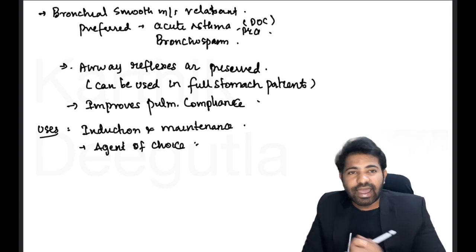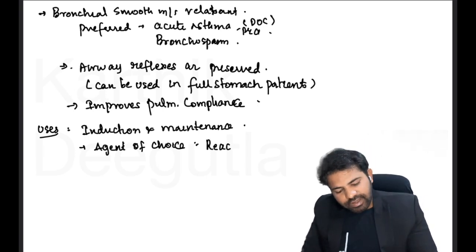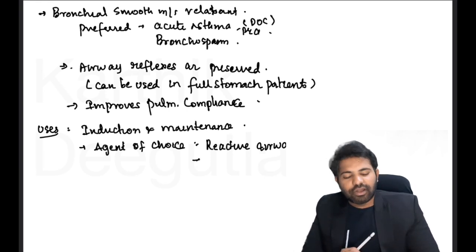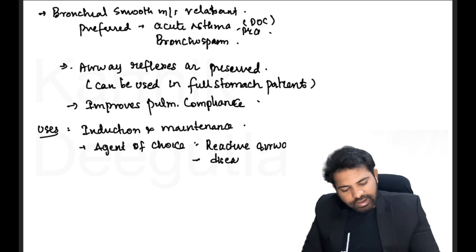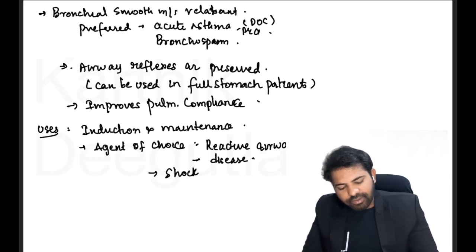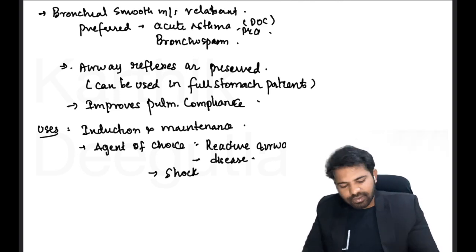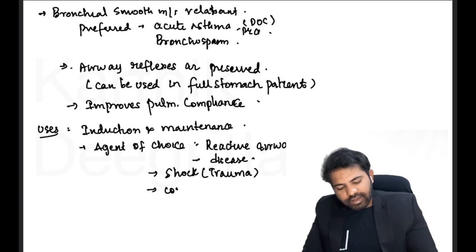When the patient has a reactive airway disease like asthma, when the patient has a trauma with shock, because it has a sympathetic action, increases the blood pressure, heart rate. So when patient is shocked due to trauma, ketamine can be used. It is an agent of choice in case of congenital heart disease.